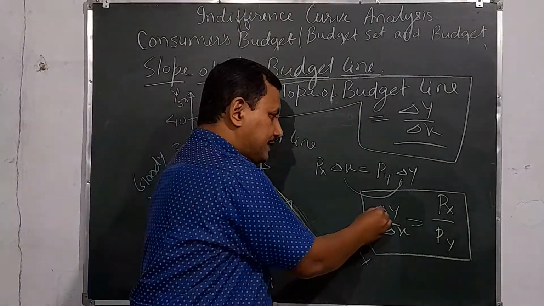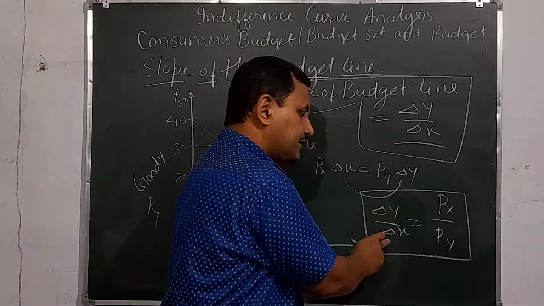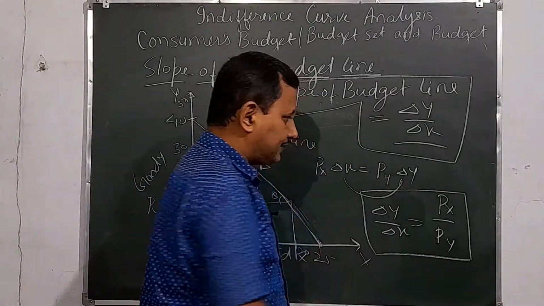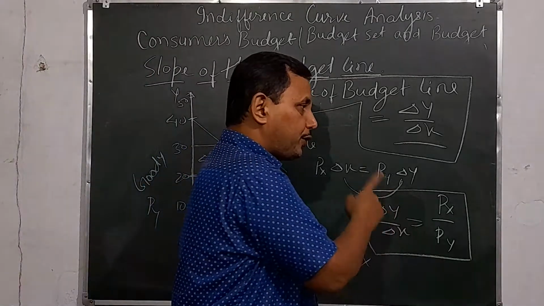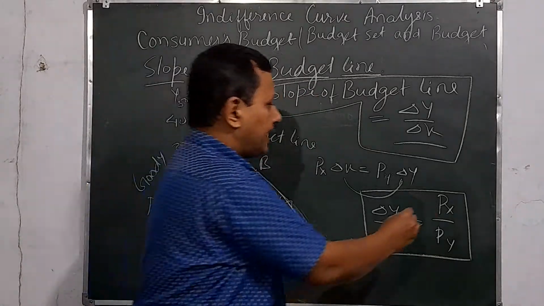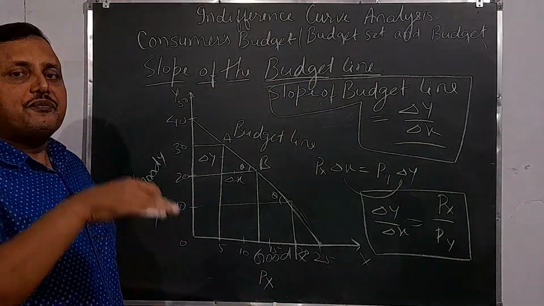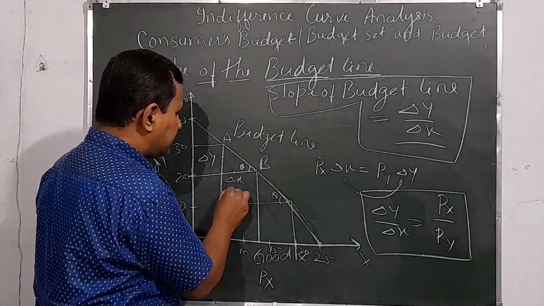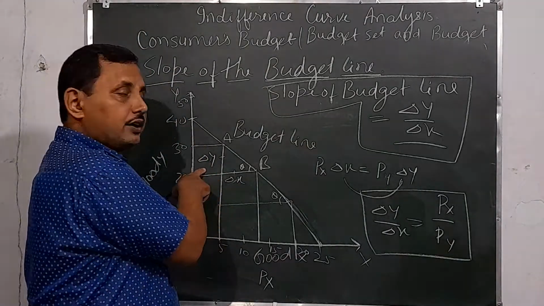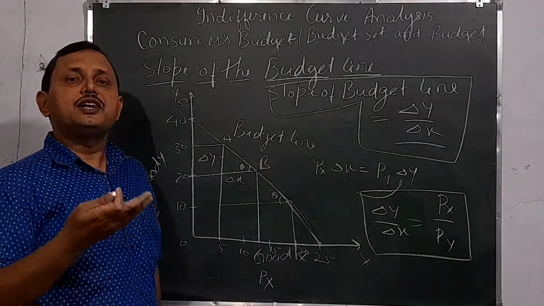If the change in consumption of good X and of good Y has been given, then slope equals delta Y by delta X. And if the price per unit of good X and the price per unit of good Y are given, then the slope of the budget line is Px by Py. Clear? So accordingly, we can find, if the consumer wants to increase the consumption of good X by 1 unit, how many units of good Y he has to reduce.